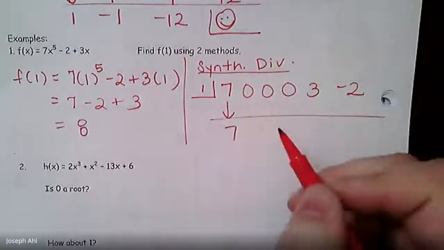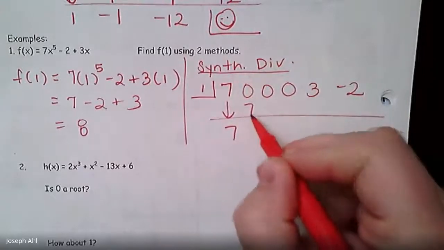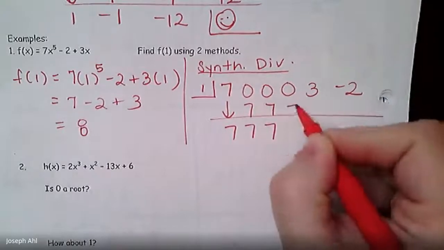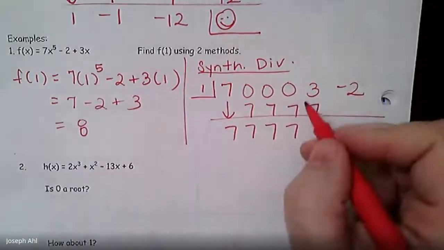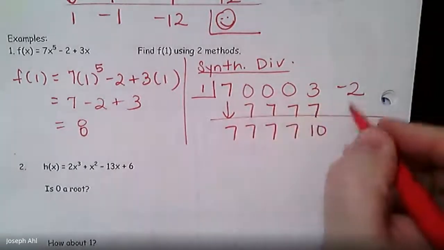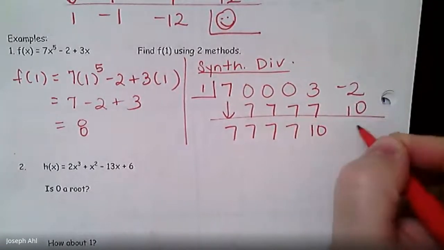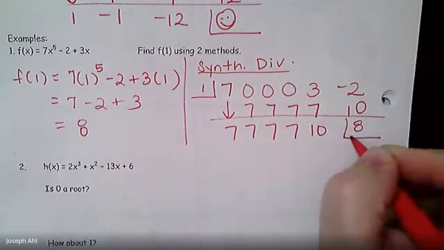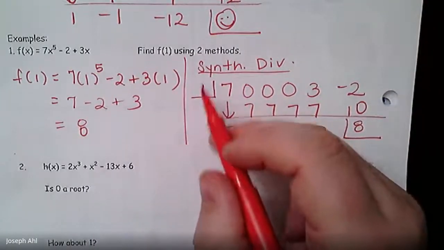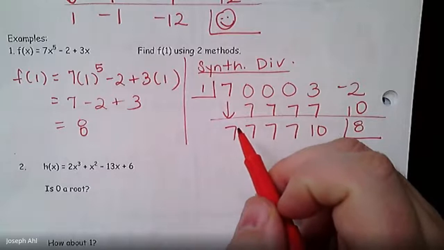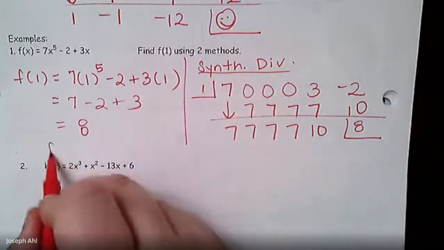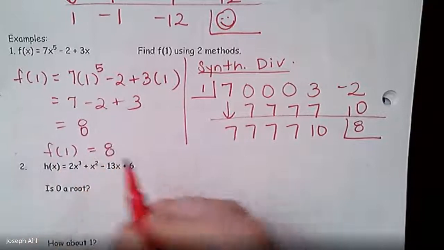So bring down the 7. 7 times 1 is 7, plus 0 is 7. 7 times 1 is 7, plus 0 is 7, and you kind of get those 7s to pop up for a while. And then towards the end, add the 7 and the 3 to get 10. 10 times 1 is 10, plus -2 is 8. So we can confirm that 8 is in fact the remainder with synthetic division, testing x equals 1. 2 different ways to generate that f of 1 in the end is equal to 8.